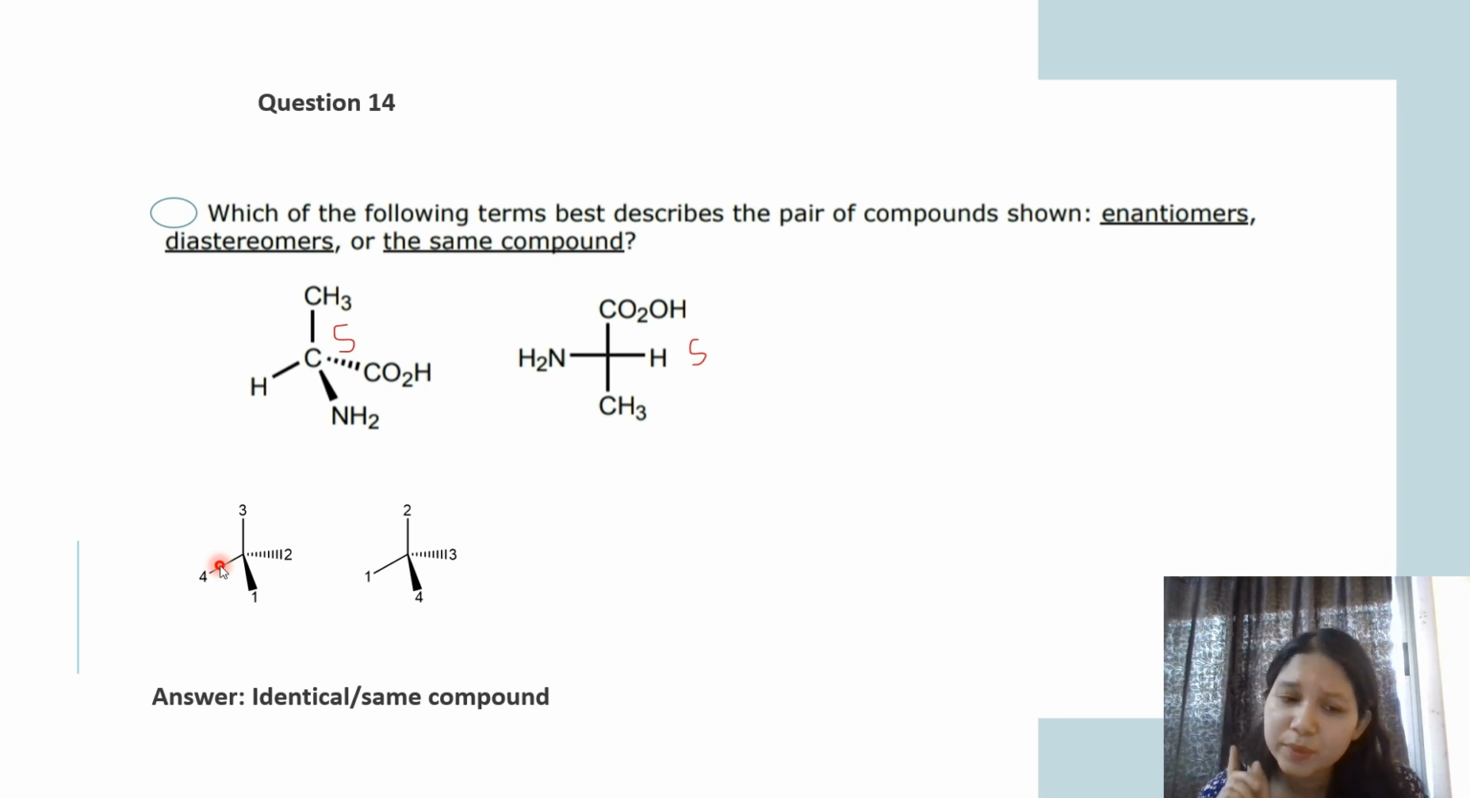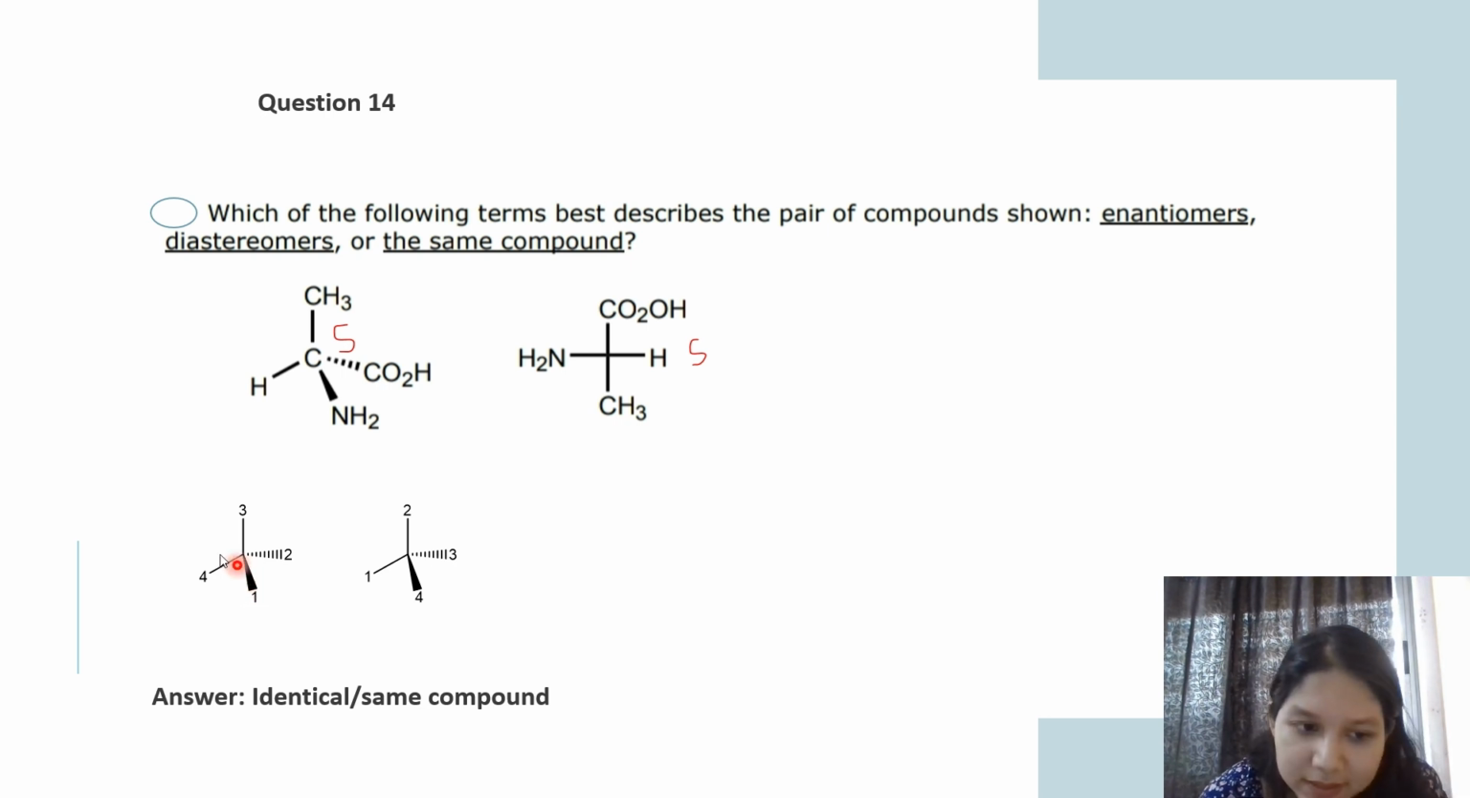Otherwise, we may make a mistake while assigning the configuration. So you must bring the fourth priority group either above the plane or below the plane, so that we can easily and correctly assign its configuration, whether it is R or S. For that, we have a rule. You have to exchange the pairs of substituents present. I will show you.